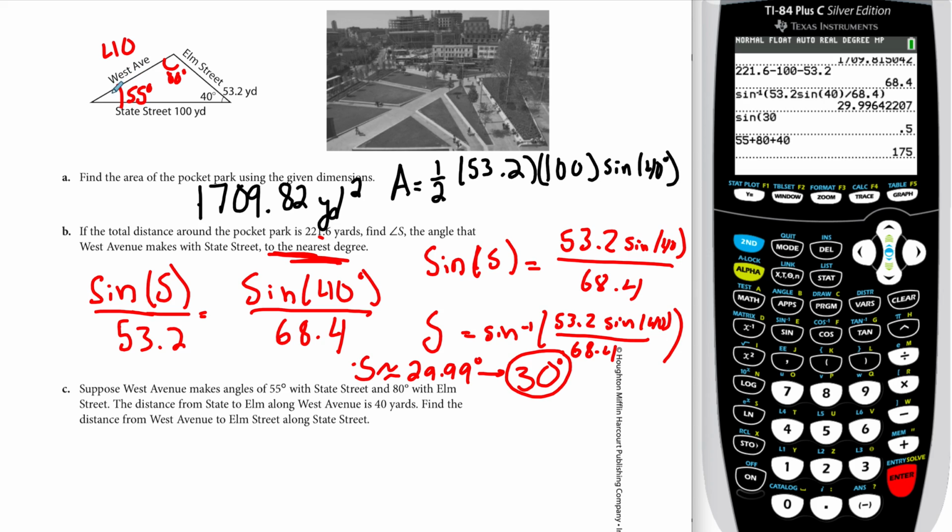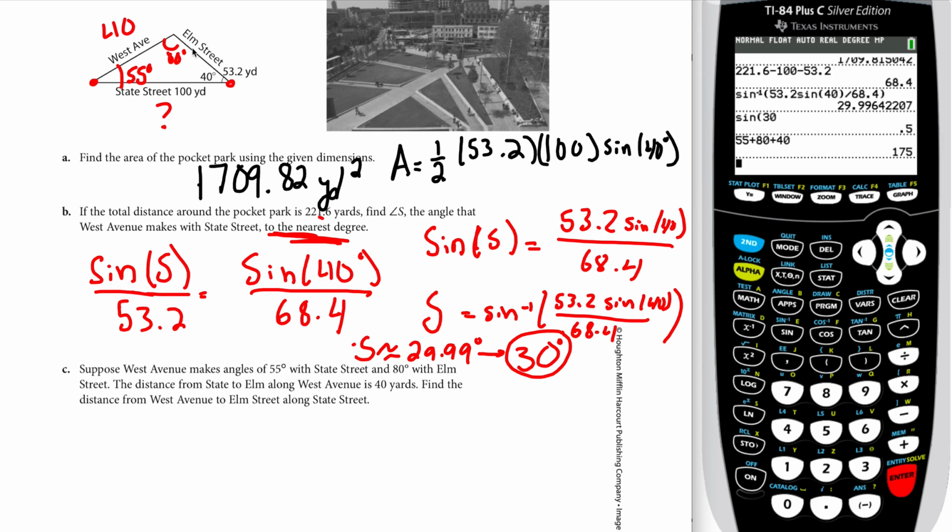Find the distance from West Avenue to Elm along State, which means what I want to know is the distance from West Avenue to Elm by going across State Street. Okay? So in other words, what's this? And what I notice here is that, again, this is whatever it is across from this angle. And this is whatever it is across from this angle.